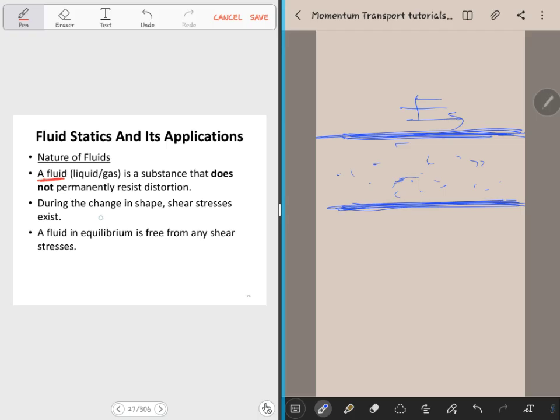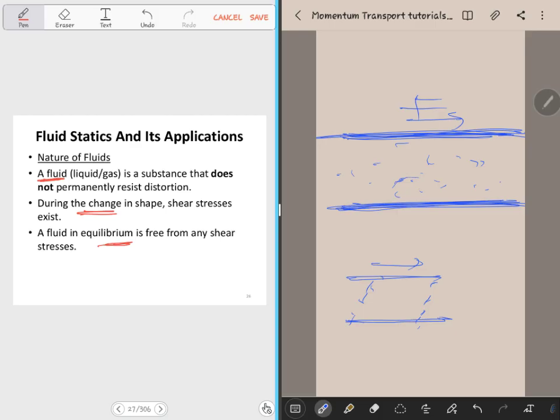So the moment the shape of the material begins to change, if you remember from physics, shear stress: I'm having a material like this, and I try to apply a force in this direction, the material will experience some shear stress, and it will end up being something like this, right? There will be some distortion in the material, right? So whenever a material is not able to permanently resist distortion, we say that material is a fluid, right? And they are saying during the change in shape, shear stresses exist. Okay, a fluid in equilibrium is free from any shear stress.